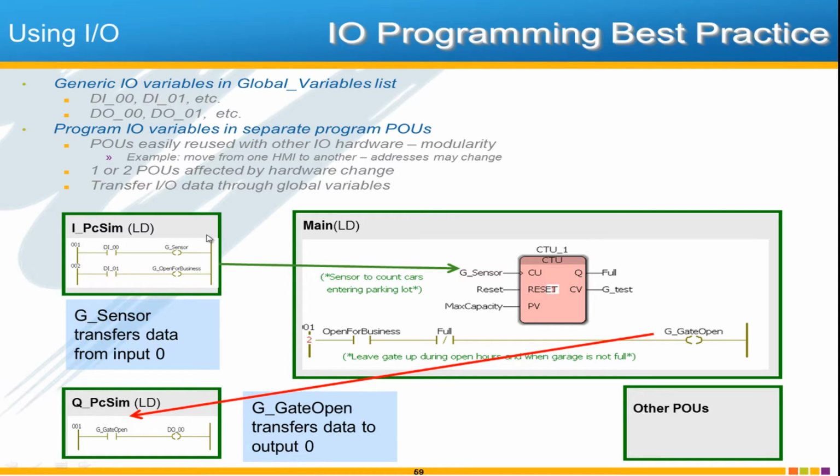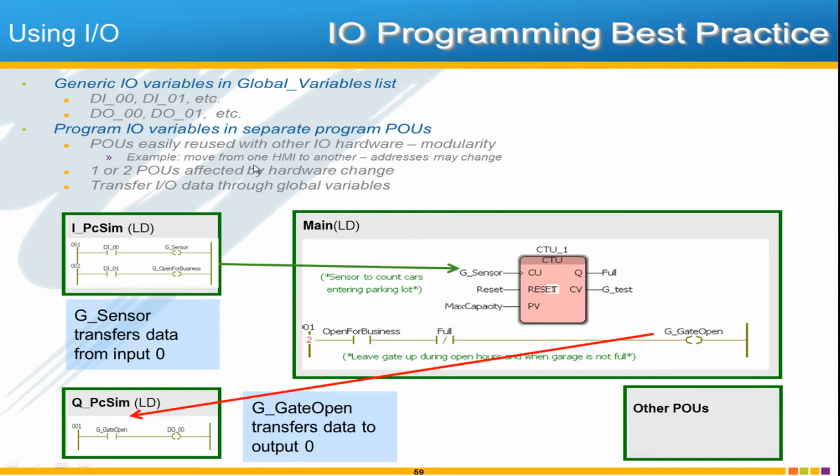If you start putting specific addresses for specific modules into all of your different POUs, it's going to be very difficult to reuse that code in another project, and you're thereby really reducing the benefits of using IEC 61131, which is the modularity of your programming regardless of the hardware that you use.